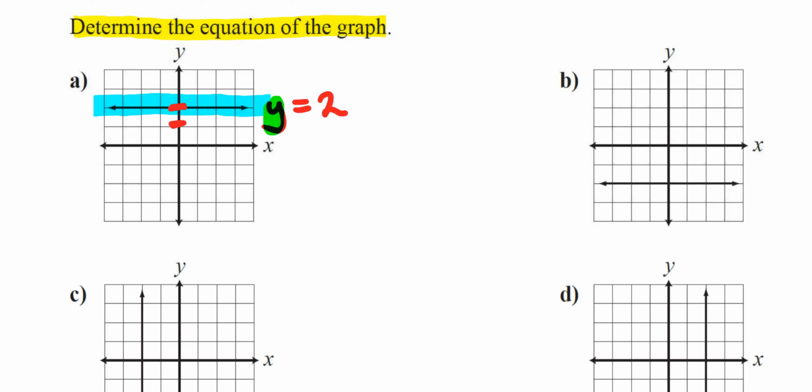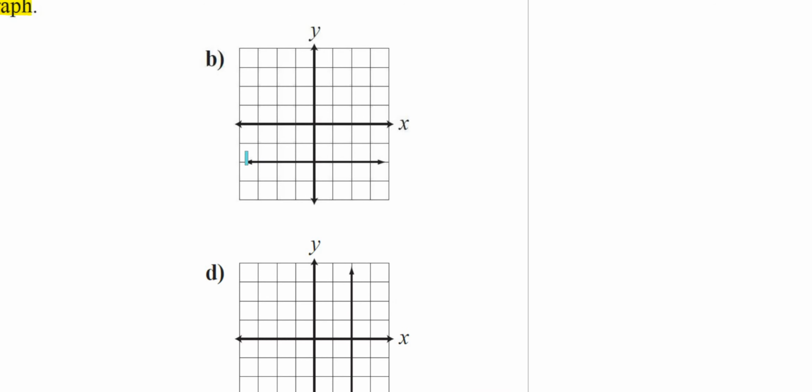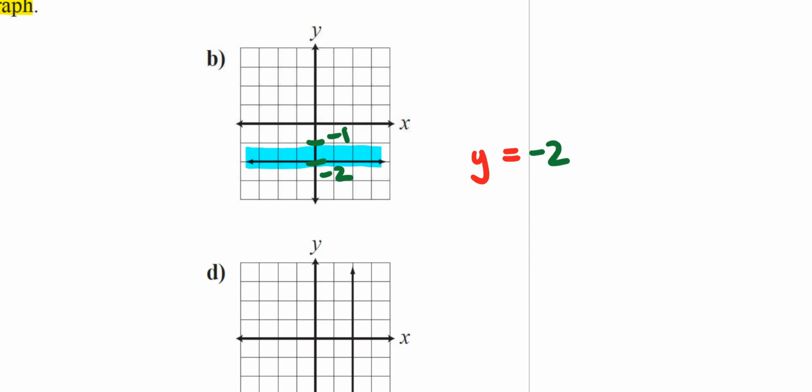And for graph B, I have another horizontal line. So if I have a horizontal line, the equation starts off as y =, and then figure out the height. So it's 1, so negative 1 and negative 2. So this height is negative 2. So y = -2 for my equation.